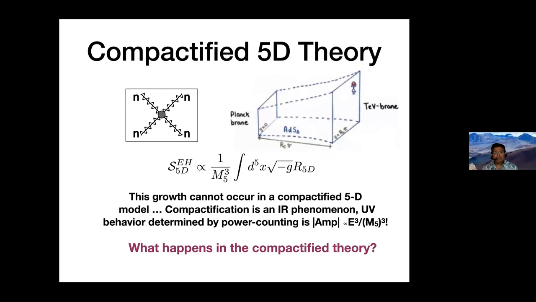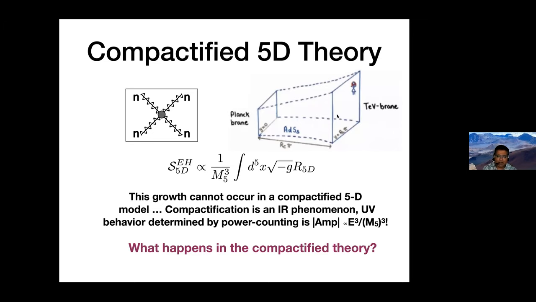Okay, so the situation has to be different in the compactified theory. And here's the Einstein-Hilbert Lagrangian. In five dimensions, it depends on some five-dimensional Planck's constant because of power counting that goes like 1/m³. If you didn't have any compactification, you'd expect that the properly normalized scattering amplitude should go like energy cubed. It's kind of interesting. It's an odd power of energy, but we understand where that comes from. I'll talk about that in a minute. But it certainly can't go like energy to the 10th.